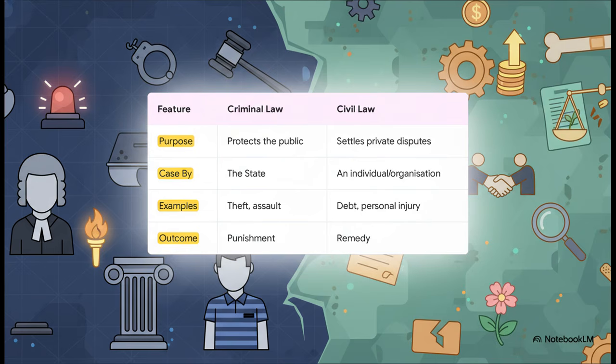Criminal law is about behavior that harms society as a whole, like theft or assault. The case is brought by the state, and the end goal is some kind of punishment. Civil law, on the other hand, is all about sorting out private arguments, like if someone owes you money or you've had an accident. The goal here isn't to punish, but to find a remedy, usually like getting paid compensation.